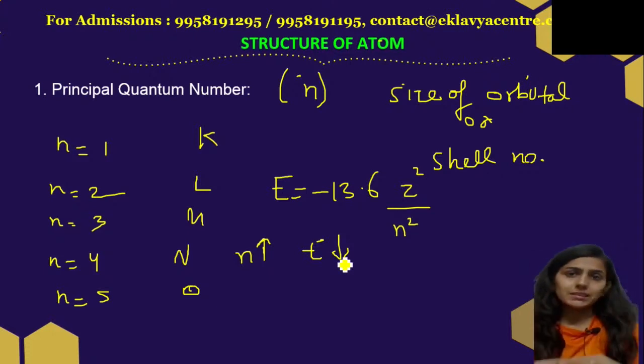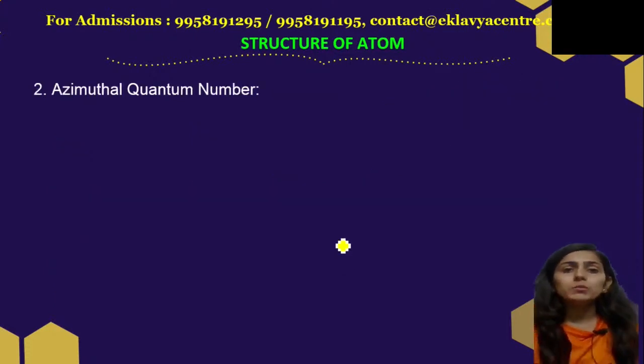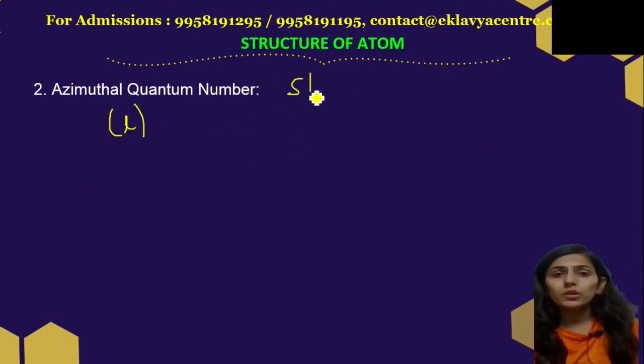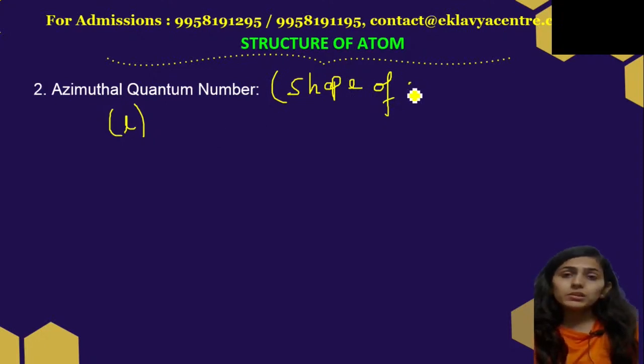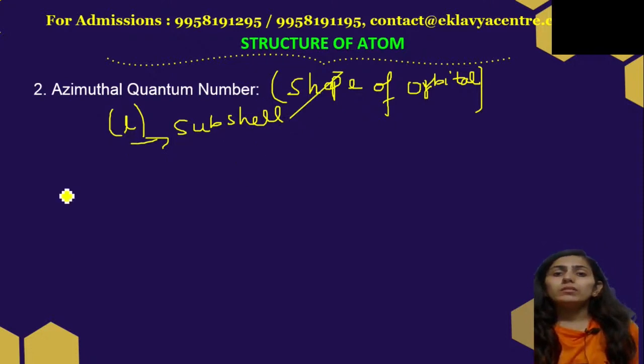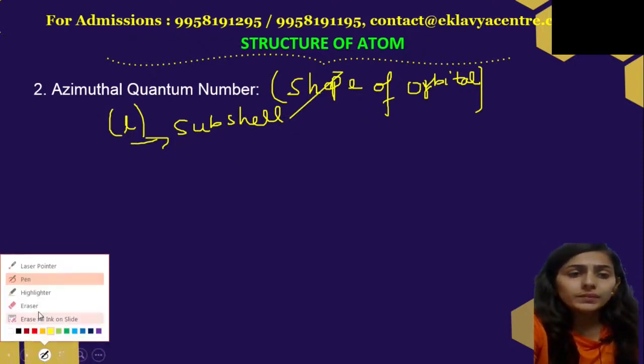Next we have the azimuthal quantum number, denoted by small l. The principal quantum number tells us about the size of the orbital, the shell number, while the azimuthal quantum number tells us about the shape of the orbital. What is the shape of the orbital? I'll tell you. Or you can say it tells us about the subshell. Inside the shell we have subshells, and we can say it is the shape of the orbital.